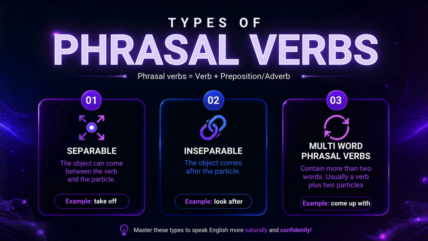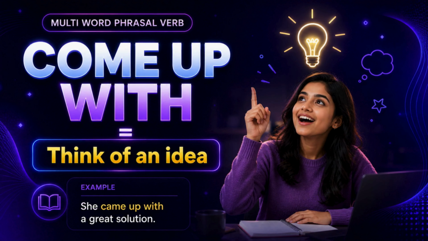Third, multi-word phrasal verbs. These have more than two words, usually a verb and two particles. For example, come up with. This means to think of an idea. For example, she came up with a great solution. Here, all words stay together.